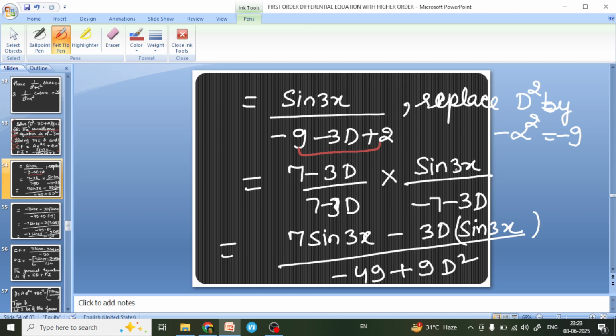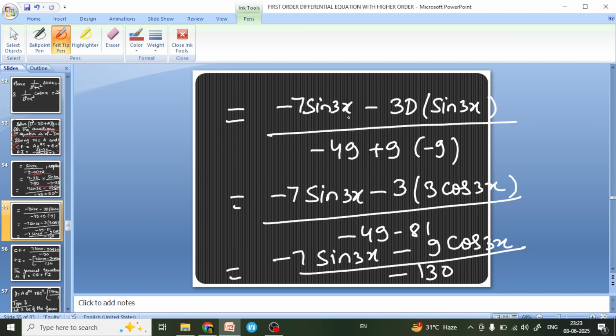We multiply numerator with numerator and denominator with denominator. We will find 7 sin 3x minus 3D sin 3x over 49 minus, minus 9D squared, and D squared is replaced by minus 9. So it becomes 49 plus 9 and we find minus 130 in the denominator after solving.